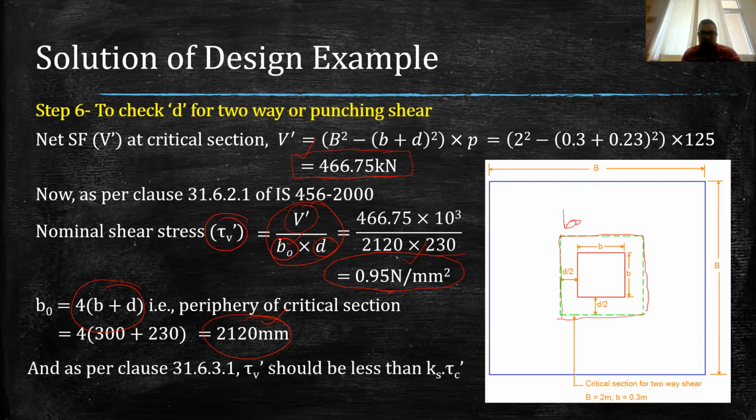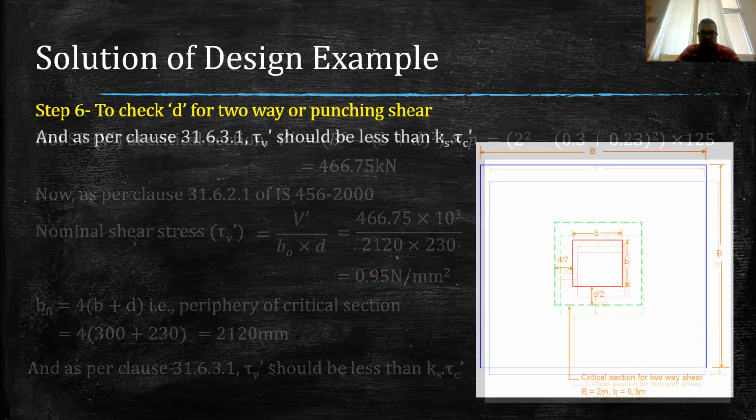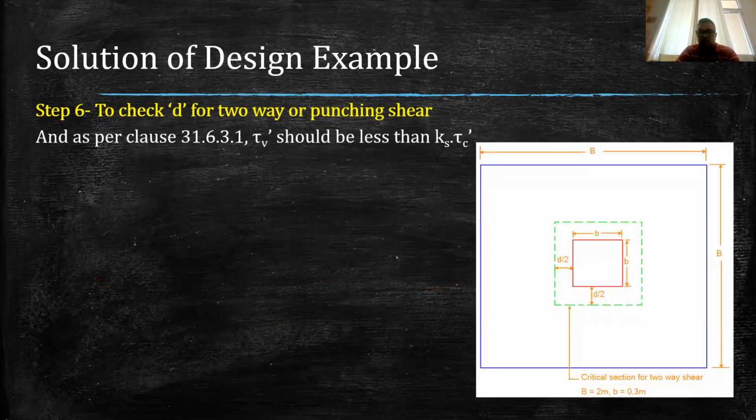So as I said, this tau v dash value should be lower than Ks into tau c, which is the permissible strength of the footing. So therefore, for our beam to be safe in this criteria, tau v dash value should be less than Ks into tau c. Now here we have to find out Ks value and tau c dash value. How do we find out this Ks?